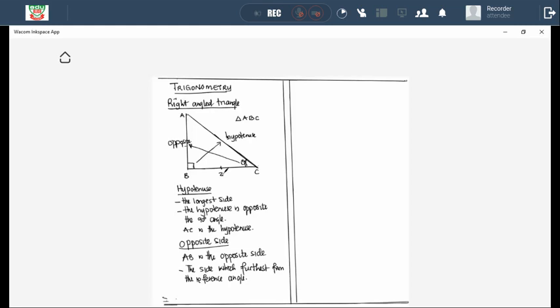Okay, right. Now we've identified the opposite side. We are left with this third side. The third side there, we call it the adjacent side. Adjacent simply means next to. So we call this the adjacent side.